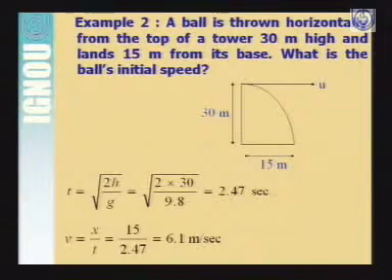Now we have to find out the velocity with which it has been thrown. So the initial velocity is u, and in the horizontal direction, as I have already explained, the velocity will not be affected by the acceleration of gravity. So v is equal to x by t. X is given 15 meter. T we have already calculated, 2.47 second. So we can easily find out the velocity v, that is x by t, that is 6.1 meter per second.